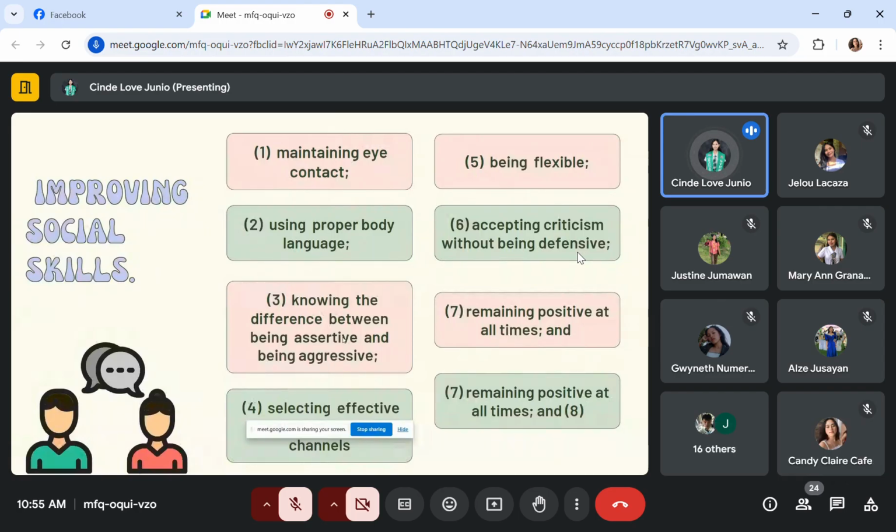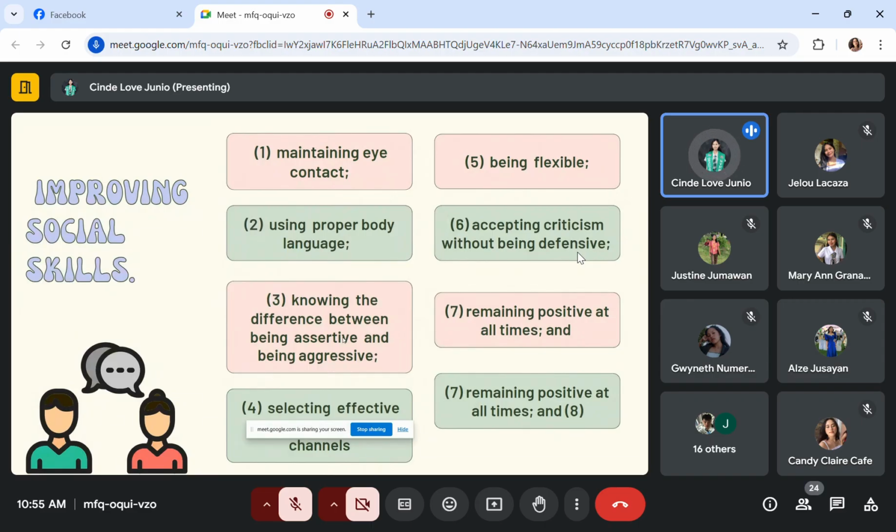The next is accepting criticism without being defensive. So learning from feedback instead of getting upset. Example, if you receive feedback from your teacher about your writing, or about your grammar, then you need to improve it rather than arguing with it nga tama ka.